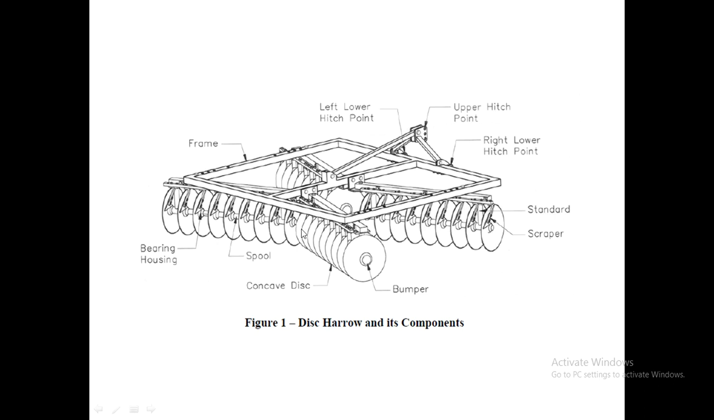And then the weight box. A weight box is nothing but space provided where you can add weights to the harrow for achieving the required depth of penetration. This can be done by artificially including weights or a weight box, or it can be done manually by the person who is driving the animal which pulls the disc harrow. The person itself can stand on the harrow, and that acts as a weight during operation.